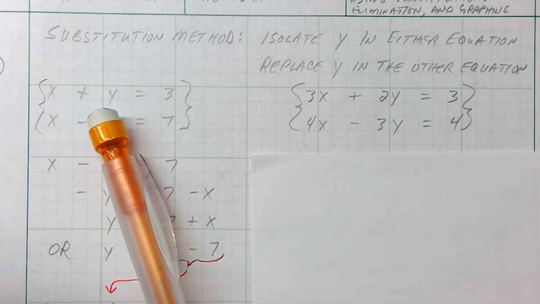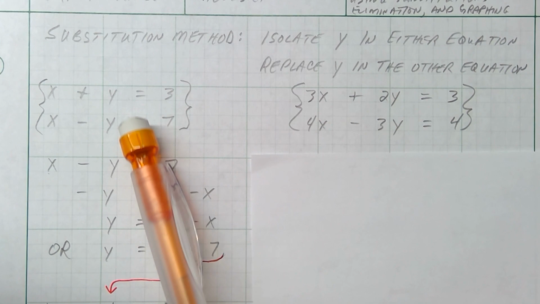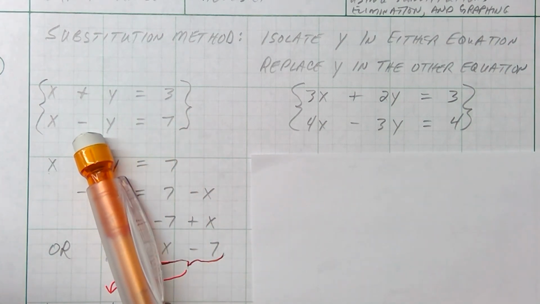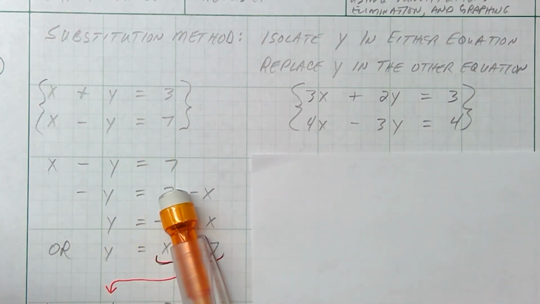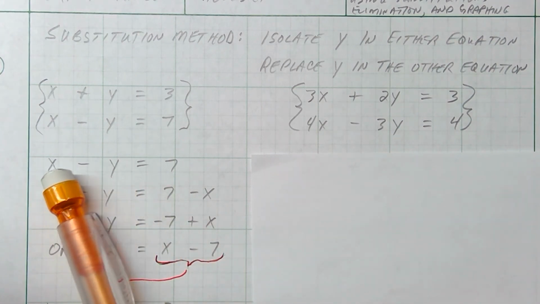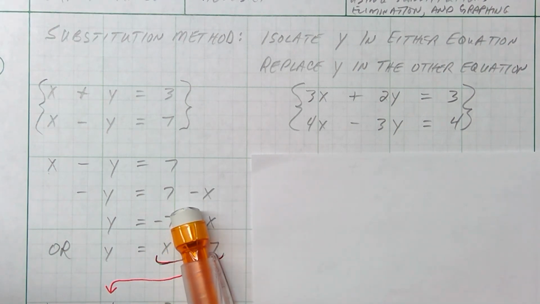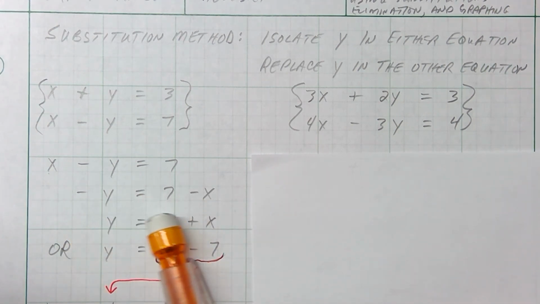So we have the system here: x plus y equals 3 and x minus y equals 7. That's our system. I can pick either equation. I chose the one on bottom, so I chose x minus y equals 7. Now I'm going to do a little algebra to get that y alone. So I'm going to move the x over here. So minus x, you can write that in if you want to. My new equation looks like this.